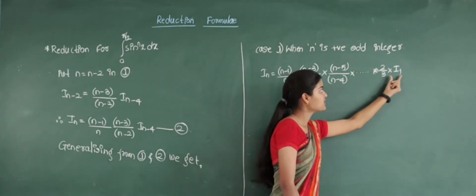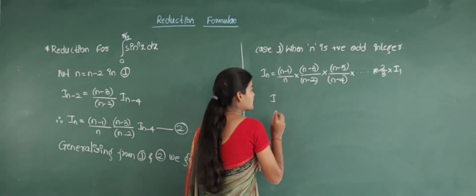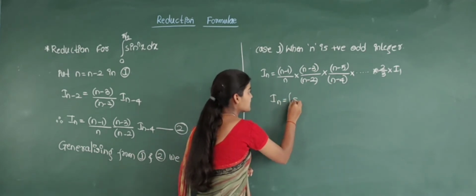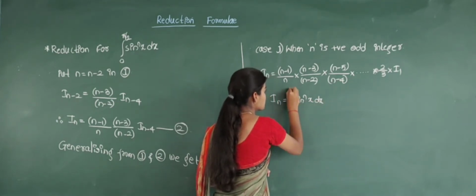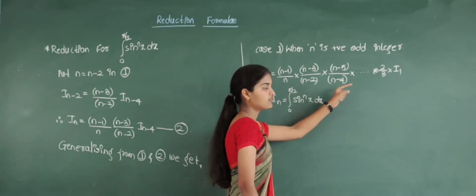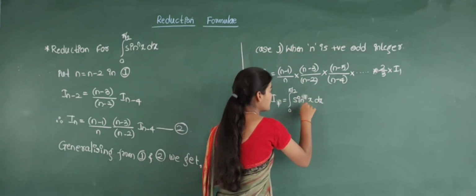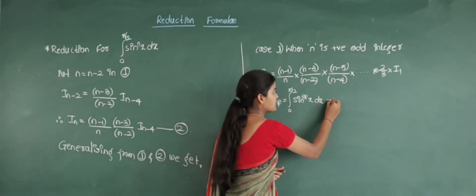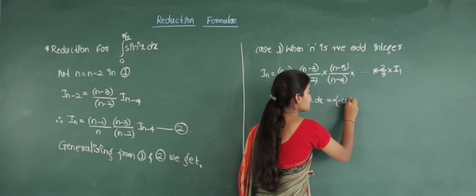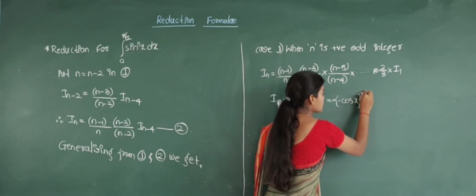Now we have to get the value of I1. Considering what we have taken, it is the integration of sin raised to n x dx, with the integration from 0 to pi by 2. But there we have I1, so I will replace this n by 1. Integration of sine, you know, is minus cos x. Now taking the limit 0 to pi by 2.